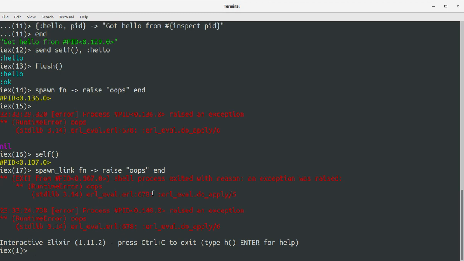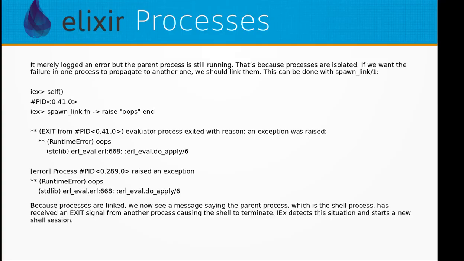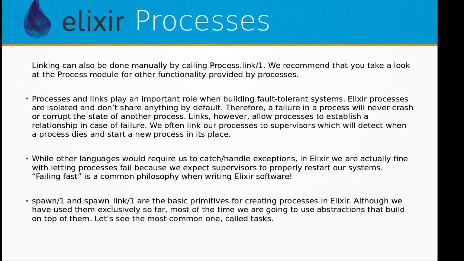Okay, it kicked us out of the interactive mode, so the shell process exited with reason, an exception was raised. So both the processes were destroyed and the interactive mode is restarted. As you can see, we re-entered the mode and it says Ctrl+C to exit. Because processes are linked, we now see a message saying the parent process, which is the shell process, has received an exit signal from another process, causing the shell to terminate. IEx detects the situation and starts a new shell session. Linking can also be done manually by calling Process.link. We recommend that you take a look at the Process module for other functionality provided by processes.